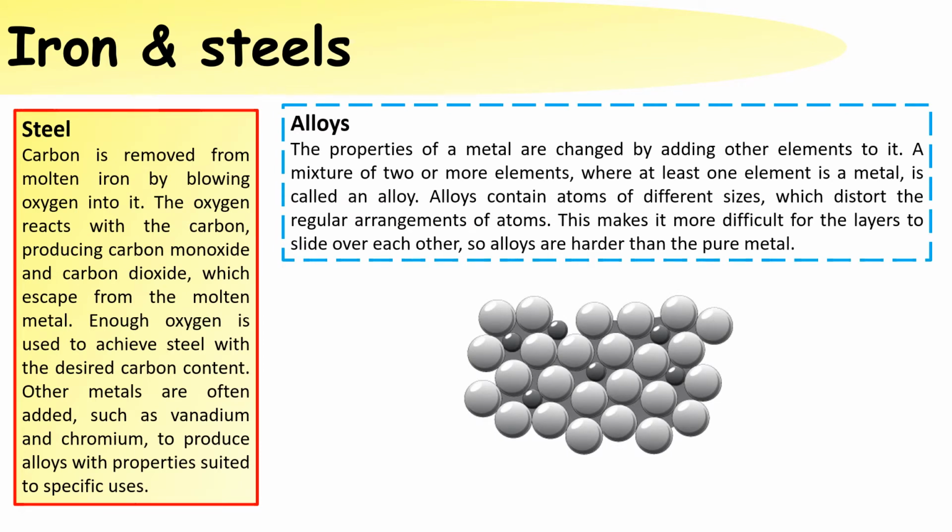The properties of a metal are changed by adding other elements to it. A mixture of two or more elements where at least one element is a metal is called an alloy. Alloys contain atoms of different sizes which distort the regular arrangement of the atoms. This makes it more difficult for the layers to slide over each other, so therefore alloys are often much harder than their original metal.